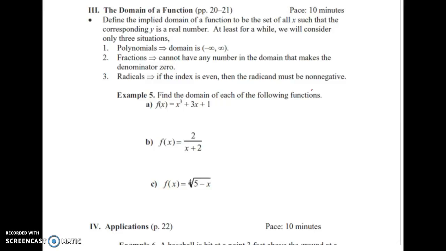Okay, so for part A, we see f of x equals x cubed plus 3x plus 1. Now this is a polynomial. It's a polynomial that happens to have a degree of 3, which, if you recall, we define as a cubic polynomial. It has 3 terms, so we'd call it actually a cubic trinomial. The domain of this particular function, therefore, because it's just a polynomial, would be, I'll write domain, capital D for domain, negative infinity to infinity.